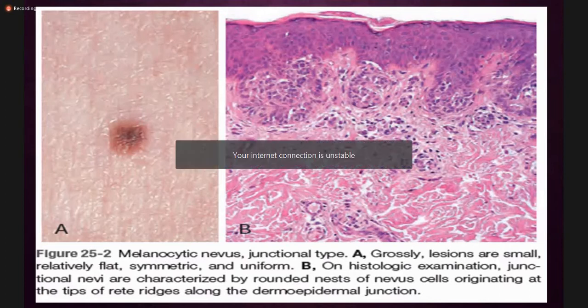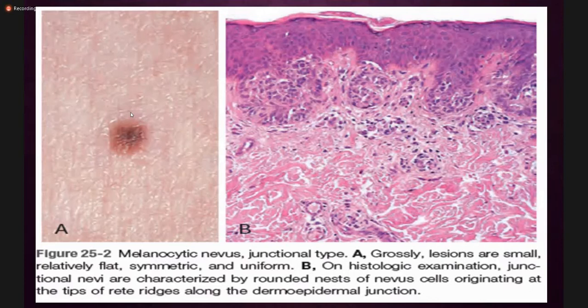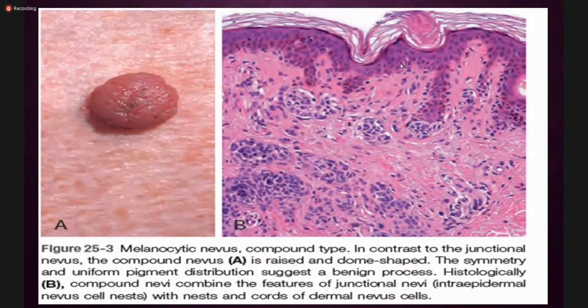Now this is a compound nevus. This is the gross picture of a compound nevus. It is a raised, dome-shaped nodule, and this is the microscopic picture. Here you can see the epidermis and these are the rete ridges. Then some proliferation of melanocytes can be seen at the dermoepidermal junction.